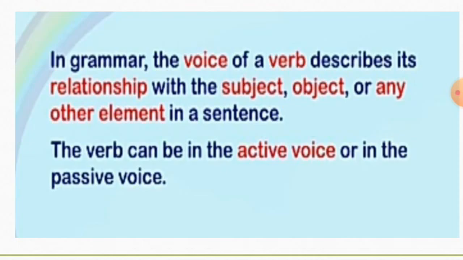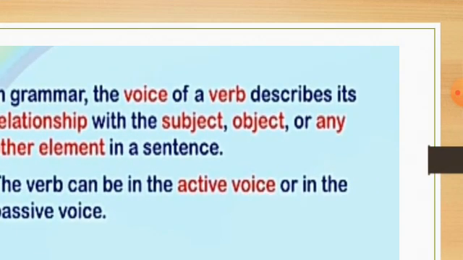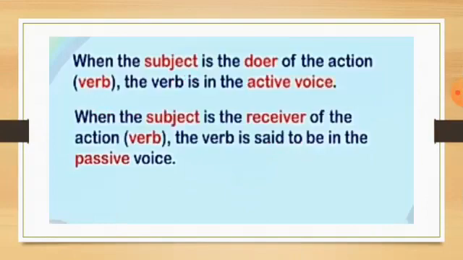Means, voice of a verb is defined as the quality of a verb that indicates whether its subject acts or is acted upon. It has two types, active voice and the passive voice. Clear? Alright, now let's just check what is active and passive voice.